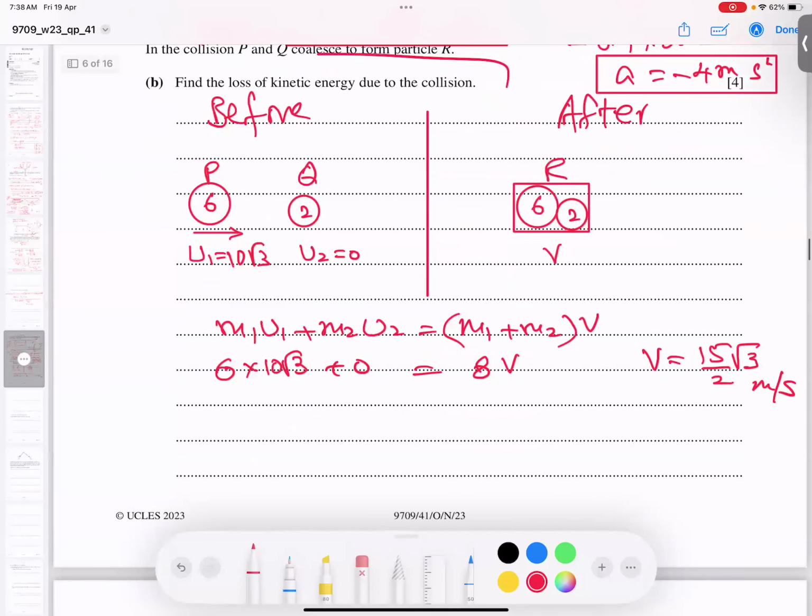Now what is being asked? The loss in kinetic energy. I will find the kinetic energy before collision, and then I will find the kinetic energy after collision.